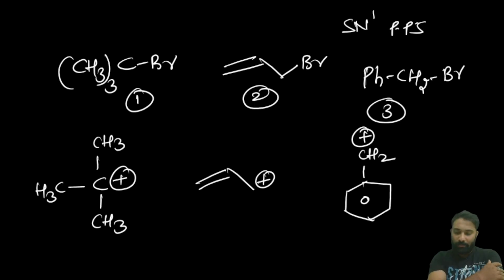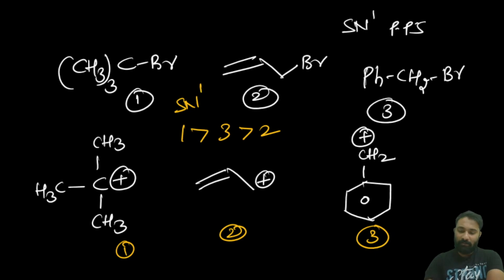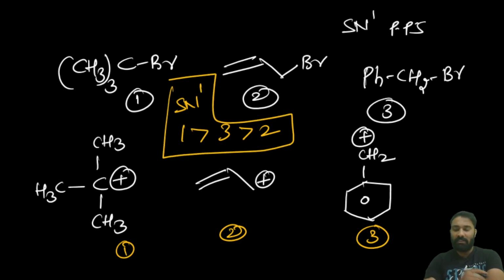Okay, fine. Now, which one is the more stable carbocation among 1, 2, 3? No, the order is 1 greater than 3 greater than 2. The SN1 reaction will happen fast in 1, then after that 3, then after that 2. This is the order. Do you know the reason? Can anyone tell the reason why this is happening in 1, 3, 2?